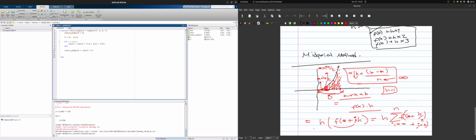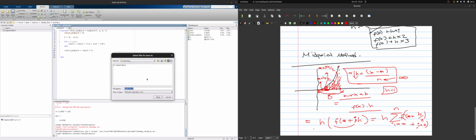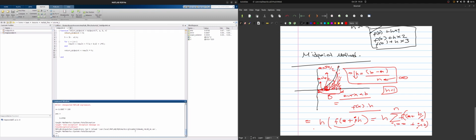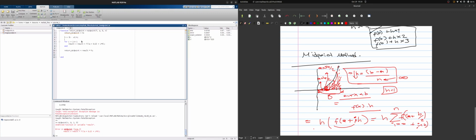So let's, it says the values variable might be unused, but I used it, which means I didn't save it. Save midpoint.m. Well, let's try it. Let's try the midpoint method. Midpoint of v from 0 to 1 with 5 steps. Undefined function or variable result.